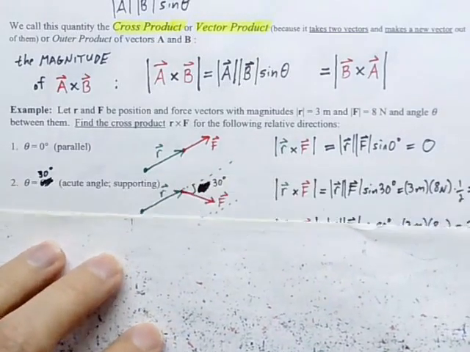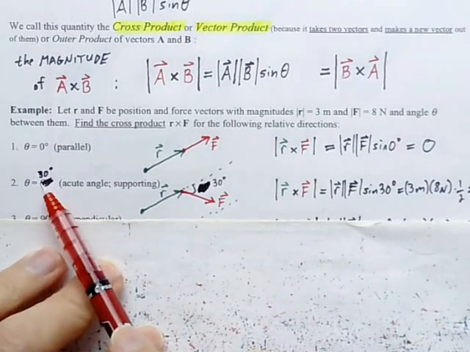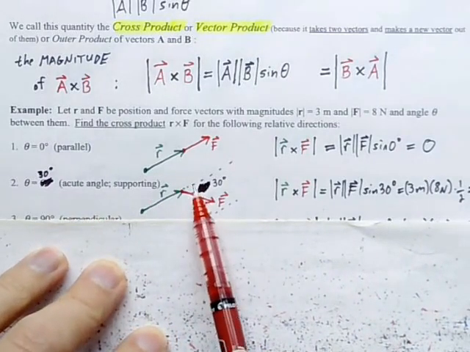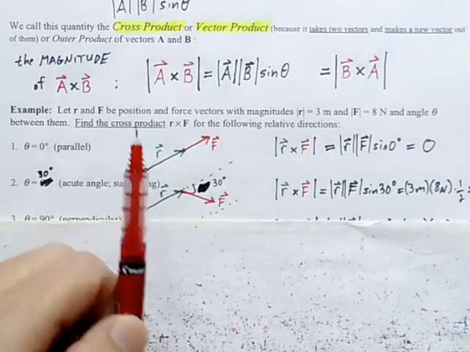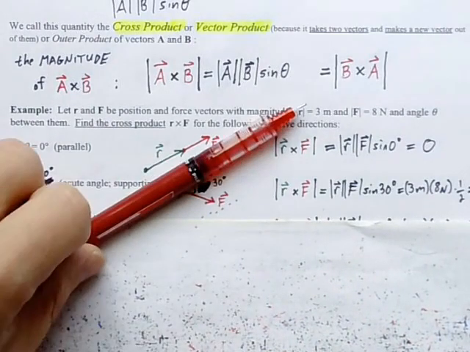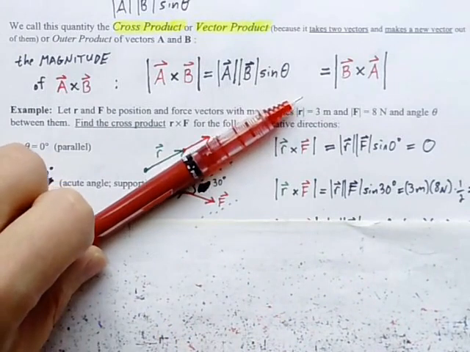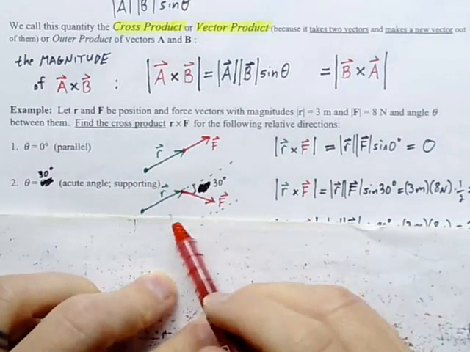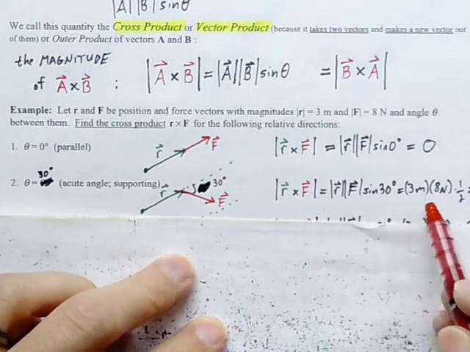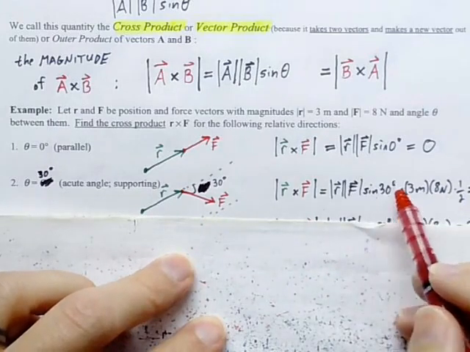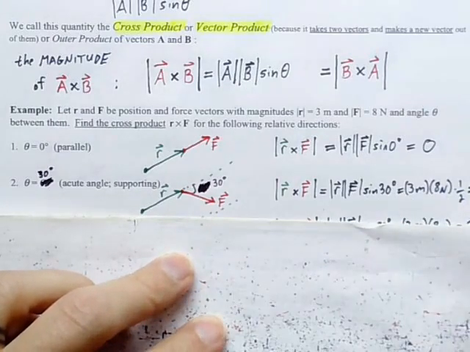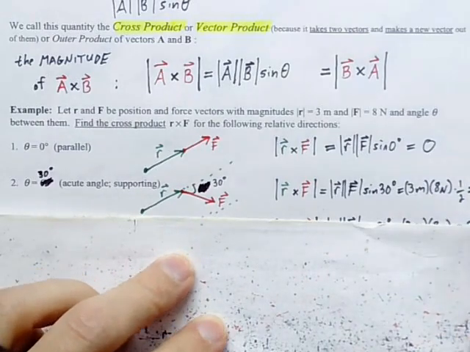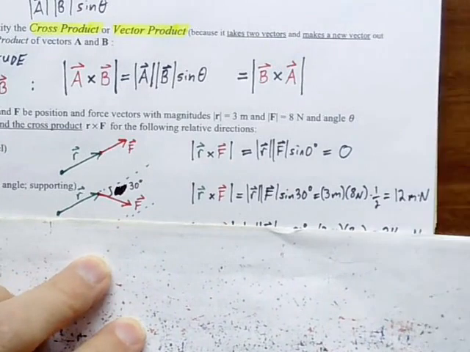Okay, so if, however, the angle between them is 30 degrees, some acute angle here, and that would be this angle right there, which we would get if we put R and F tail to tail, like extend R out this way. I ended up tail to tail with F, the angle between them being 30 degrees. In this case, the magnitude of R cross F is given by 3 meters times 8 newtons times sine of that 30 degrees, which is a half, so 12, and the unit would be meters times newtons, meter newtons, 12 meter newtons. There it is, 12 meter newtons.